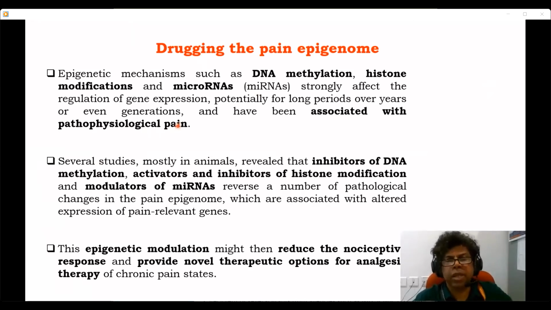Several studies, mostly in animals, show that inhibitors of DNA methylation and activators and inhibitors of histone modifications and miRNA modulators reverse a number of pathological pain epigenome changes which are associated with the altered expression of pain relevant genes. And the epigenetic modulation is very important. So they may reduce the nociceptive response and provide a novel therapeutic option for analgesic therapy, particularly in chronic pain stress.